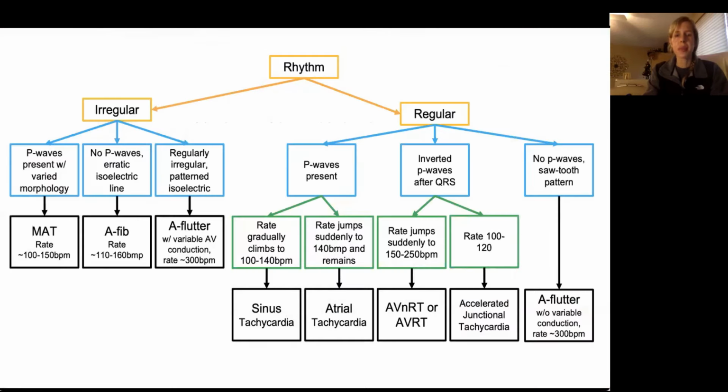So here's our big, daunting chart. Now that we've gone through this, hopefully this is a little less intimidating. And just remember, when you see a narrow complex tachycardia, ask yourself the 3 big questions. Is this regular or irregular? What is going on with the P waves and the isoelectric line? What is the pattern of the conduction? If you can answer those 3 questions, you can figure out what arrhythmia is going on with your patient, and you can treat them appropriately.